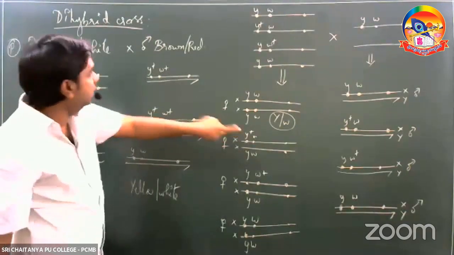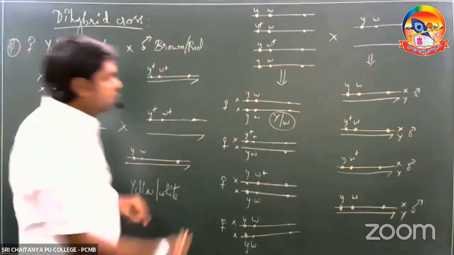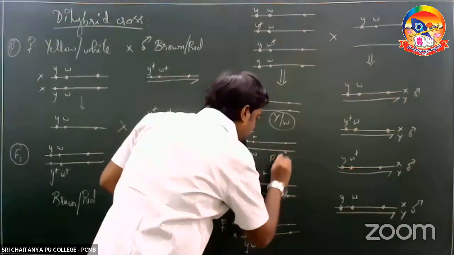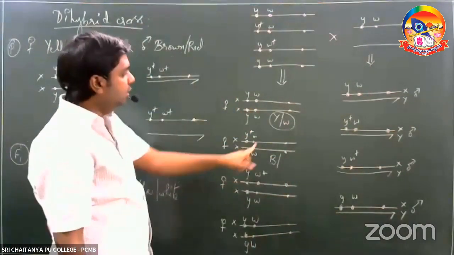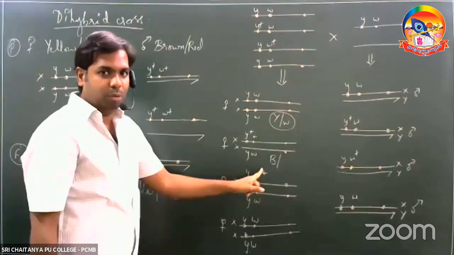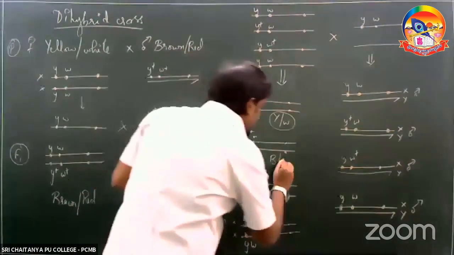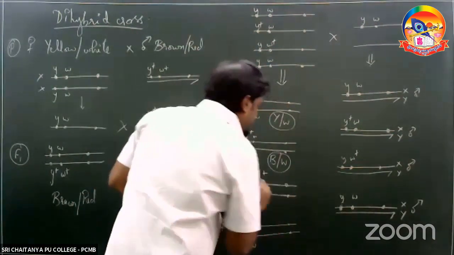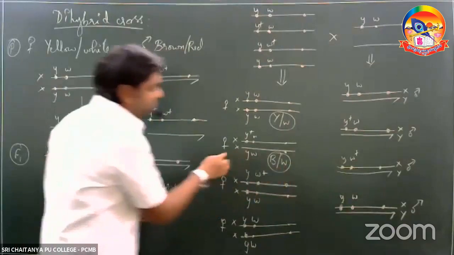The dominant trait here is actually brown body. So this individual will have a brown body. And what about the eye color here? Since both are w and w, which is recessive, the individual here will have white eye. So brown body, white eye female.